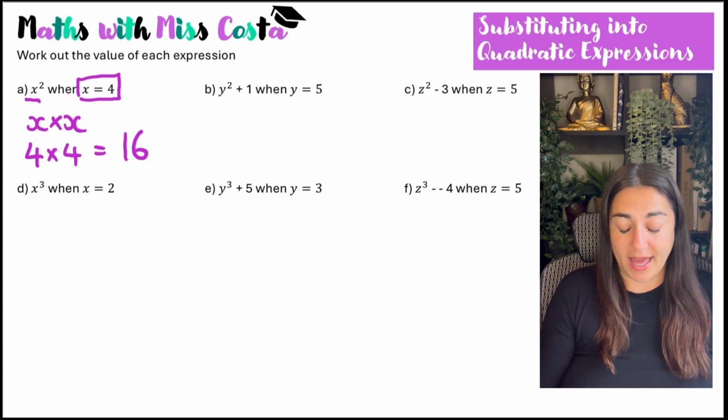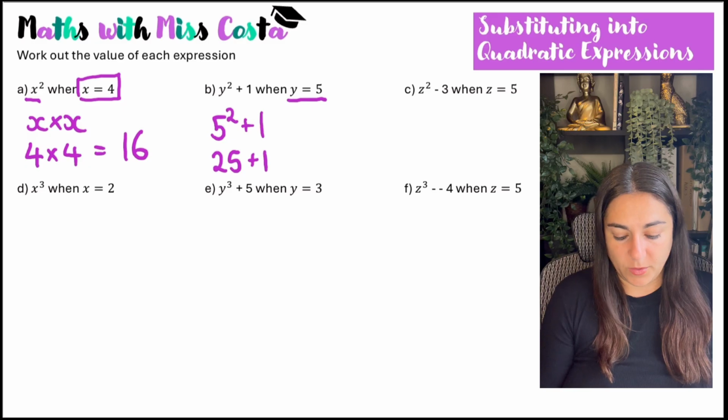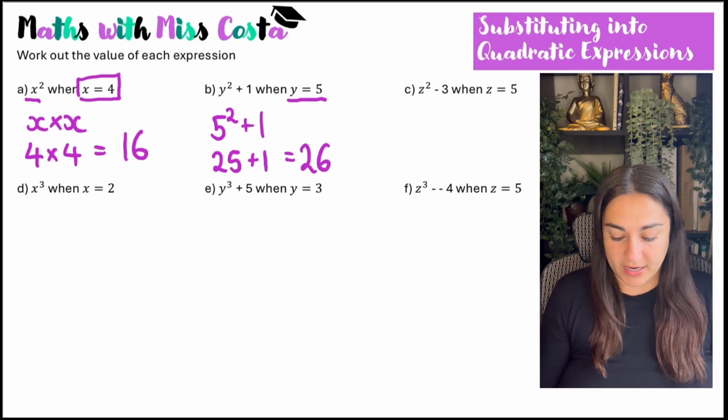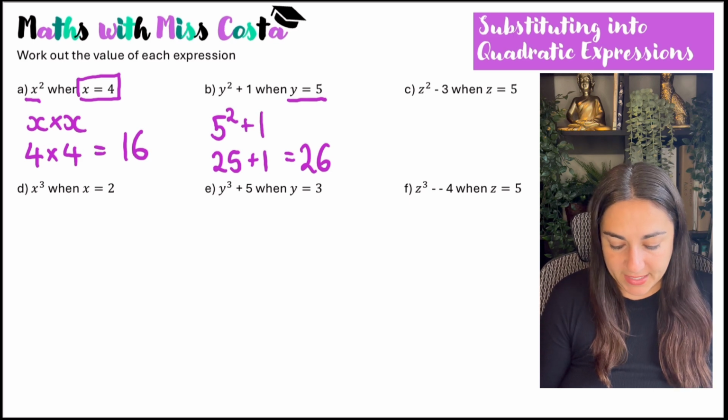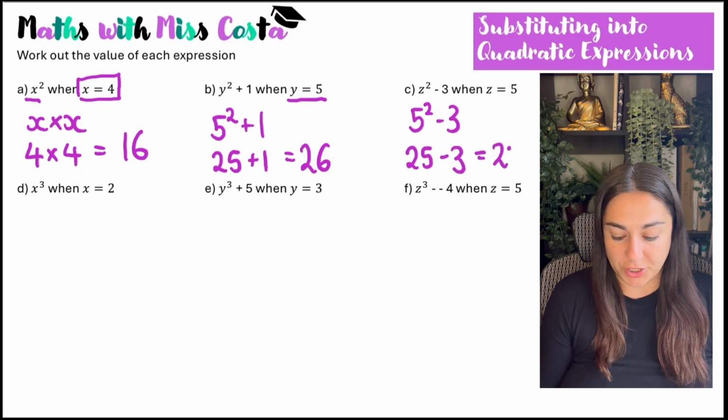So let's use that method for the next one. So y squared plus 1 when y is 5. So that means I'm going to do 5 squared plus 1, which is 25 plus 1, which gives me 26. So you substitute the value in and then you work out the calculation. Similarly, z is 5, so I'm going to do 5 squared minus 3. So that's 25 minus 3, which would give me 22.